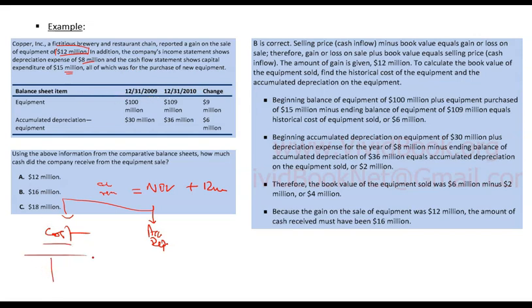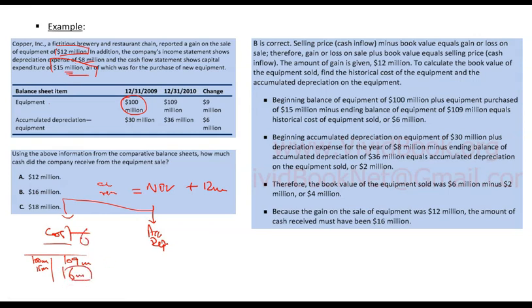For cost, we make a T account of cost. That is the equipment balance at start, 100 million. Equipment balance at end, 109 million, and any purchases during the year, that is 15 million. So the difference would be 100 plus 15 minus 109, that is 6 million.